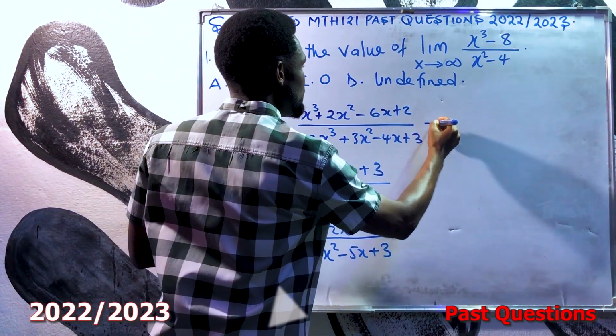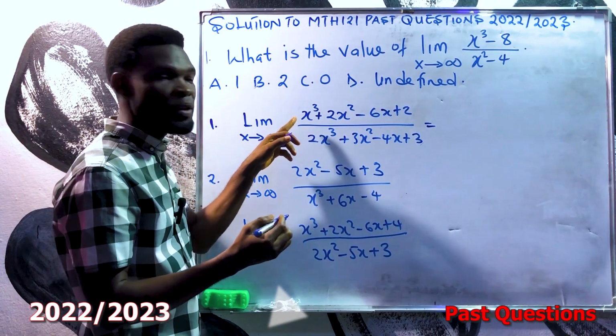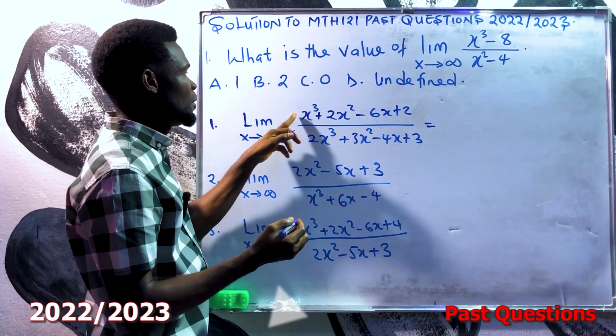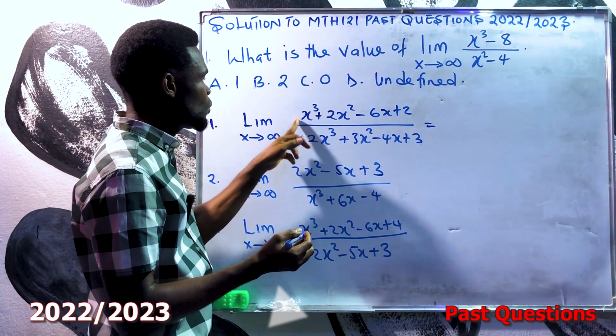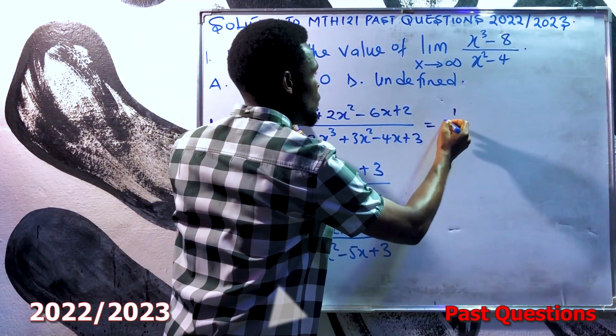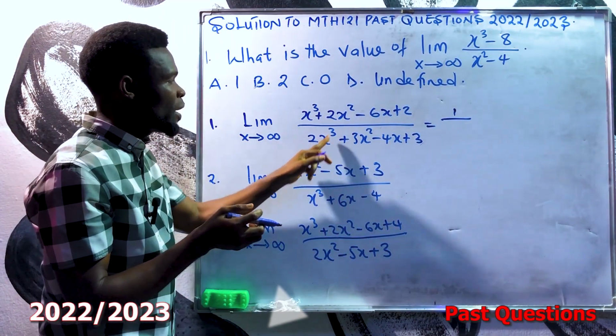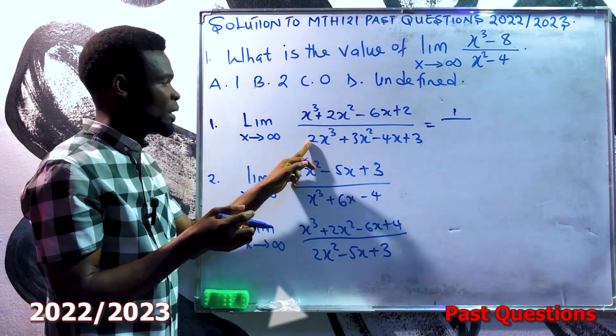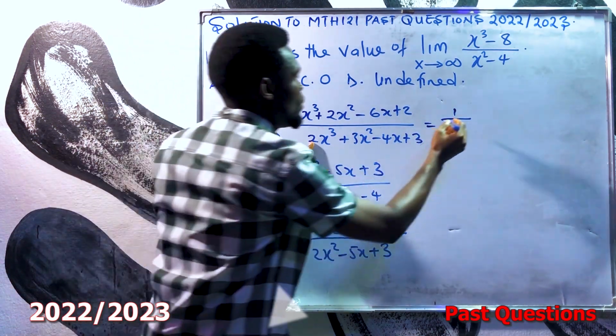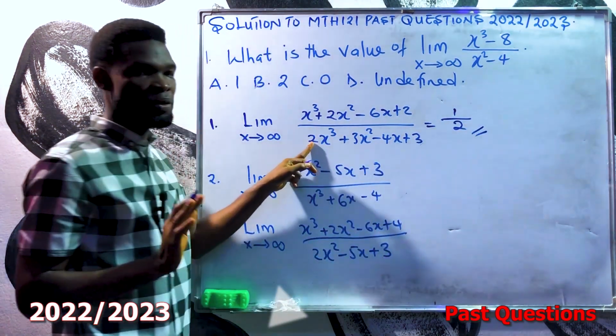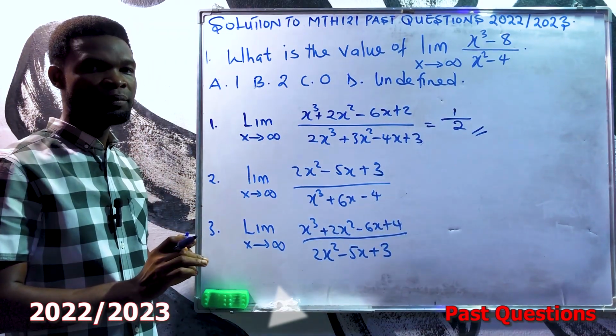The answer is simply, what is the coefficient of x cubed at the numerator? The coefficient of x cubed is 1. So look at it here, 1 all over. What is the coefficient of x cubed at the denominator? It is 2. Look at it. So all over 2. That gives you the answer to this problem without solving.